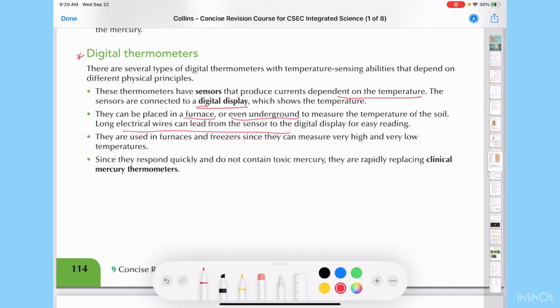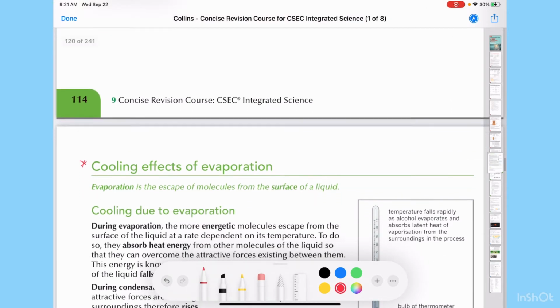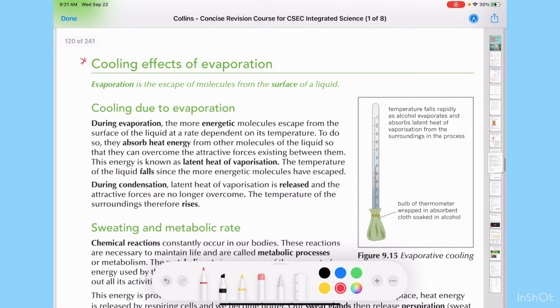As I was saying, as we see here, when they're testing your temperature, they're not using a clinical thermometer. They use those digital ones that have a sensor and read your temperature. So for today's class we'll be focusing on evaporation and the cooling effect that comes with it.